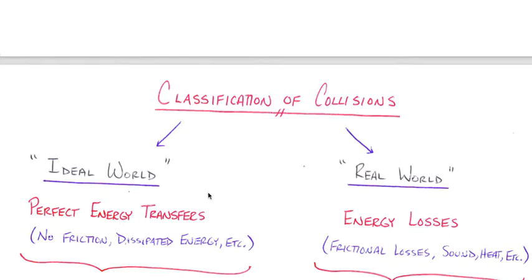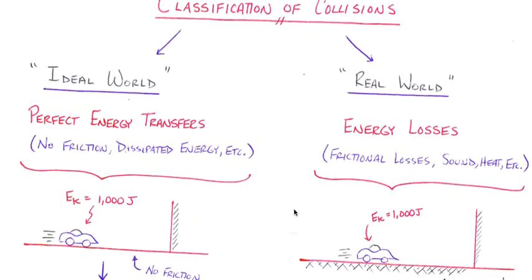So the ideal world is really just used to help understand these concepts within physics because the real world tends to have significantly more restrictions. It's incredibly more complex. So that's the reason why we look at these two classifications, the ideal world and the real world applications. But just to show you a quick example of each.